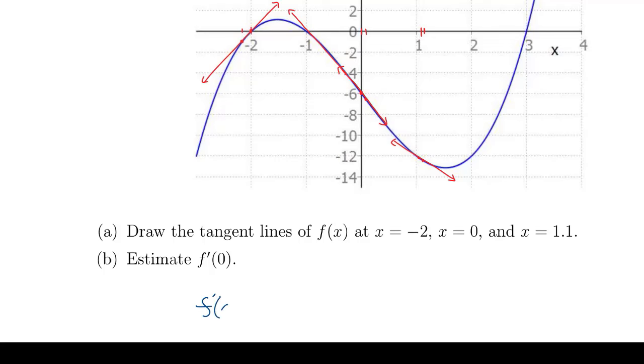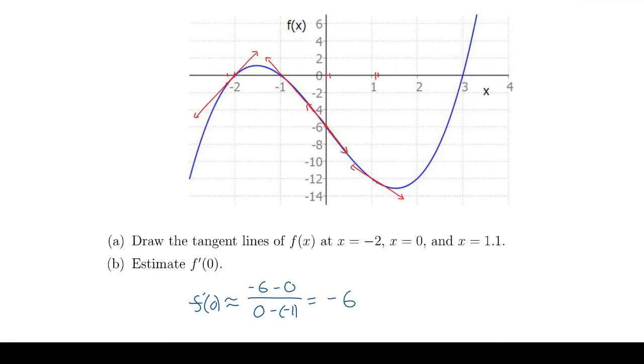So this gives us that the derivative is approximately -6 minus 0, that's our change in height, and then 0 minus -1, that's our change in the x distance. So this gives us a value of -6. This doesn't have any units because there's no context for this problem.